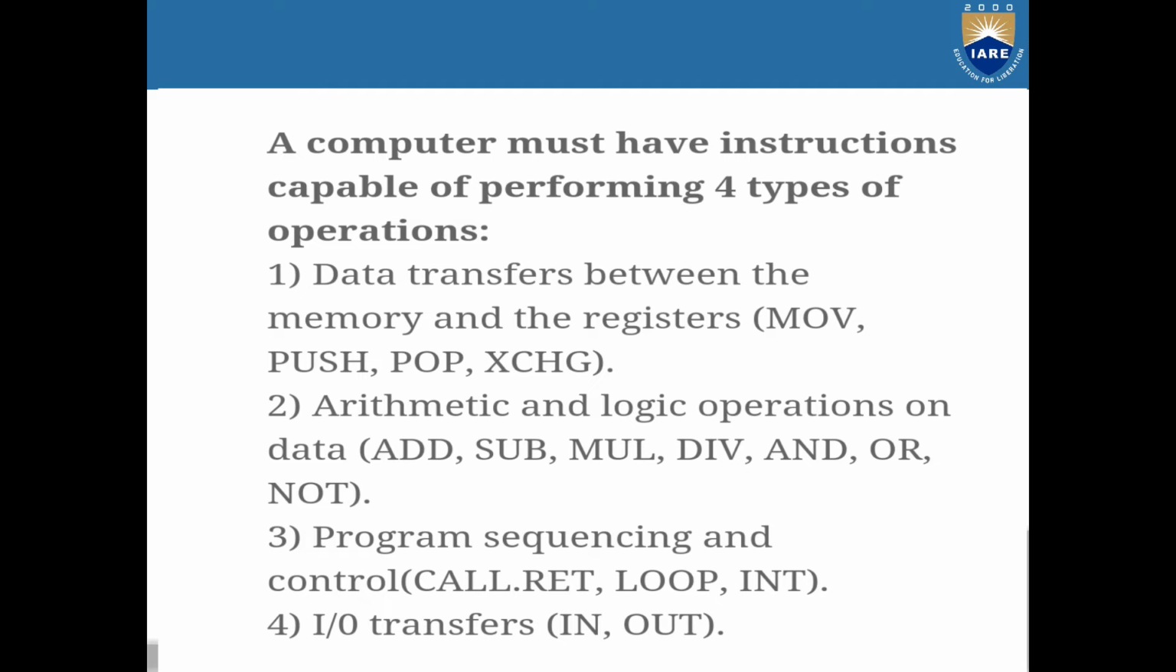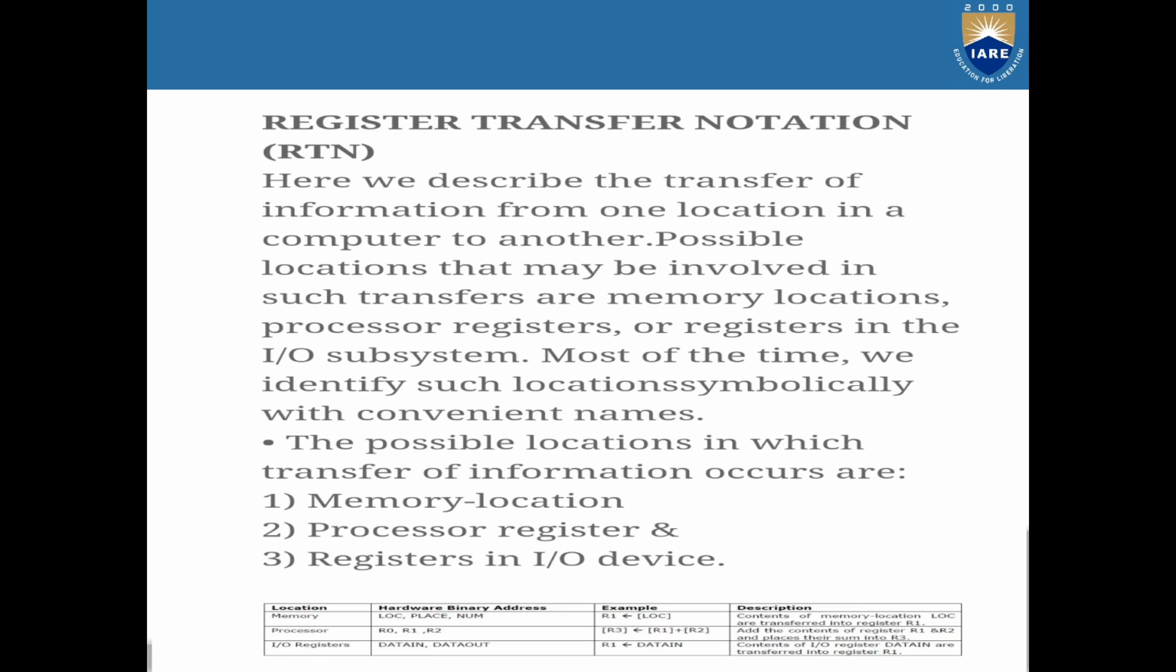A computer must have instructions capable of performing four types of operations: data transfers between the memory and the registers, such as move, push, pop, exchange; arithmetic and logical operations on data, such as add, sub, multiplication, division, and, or, not; program sequencing and control, such as call, return, loop, instruction; IO transfers, in and out.